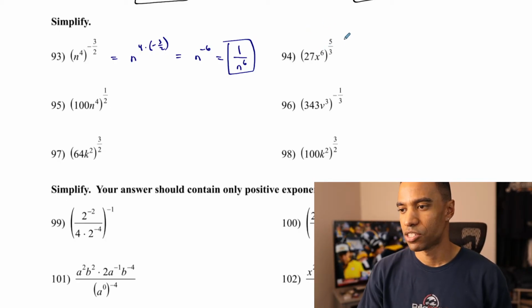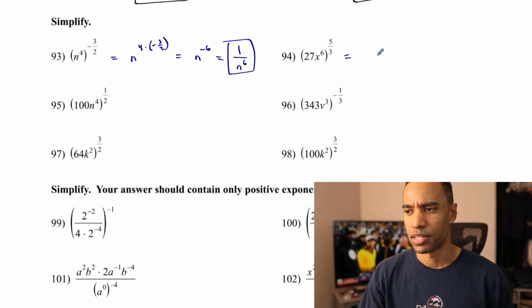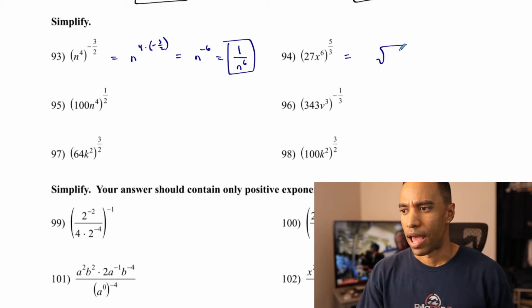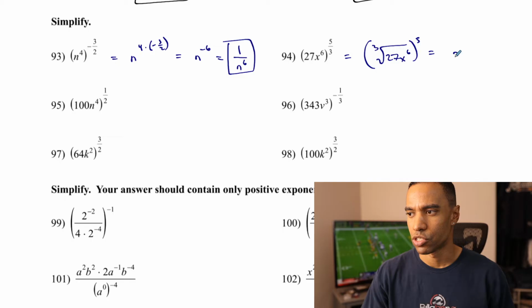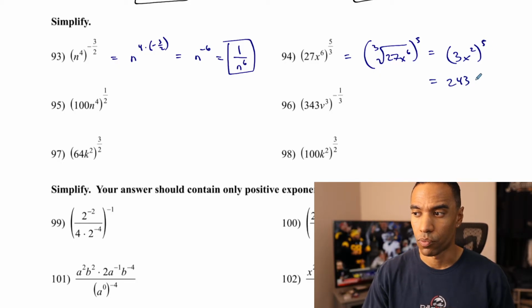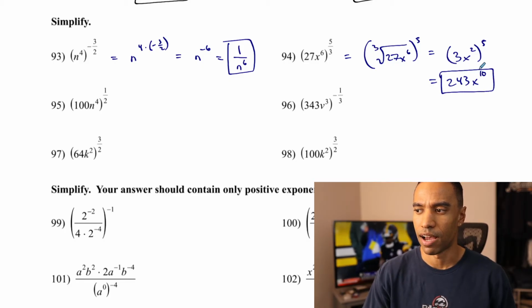So 27x to the 6th to the 5/3 power here. You can do a couple things. I will rewrite this in radical form and work it that way. 27x to the 6th. We're going to take the cube root of it and raise it to the 5th power. Cube root of 27 is 3. Cube root of x to the 6th is actually x squared. Divide the 6 by 3 and raise that to the 5th power. 3 to the 5th is 243, and x squared to the 5th is x to the 10th as you multiply the 2 with the 5. That is simplifying.